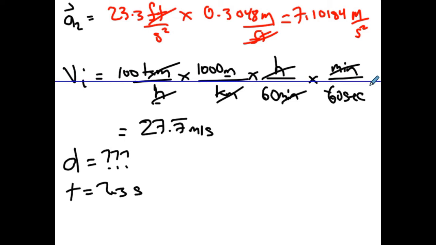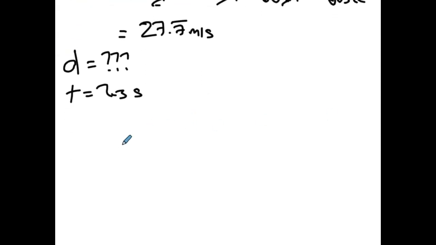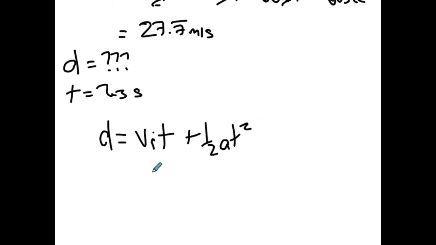So drum roll. All right, it looks like the formula we need is going to be D equals VIT plus 1/2 AT squared. So let's plug in some values, but I'm going to do this twice. So the first time I do this, I'm going to look for the distance based on an initial velocity of 27.7 repeating, multiplied by a time value of 2.3.